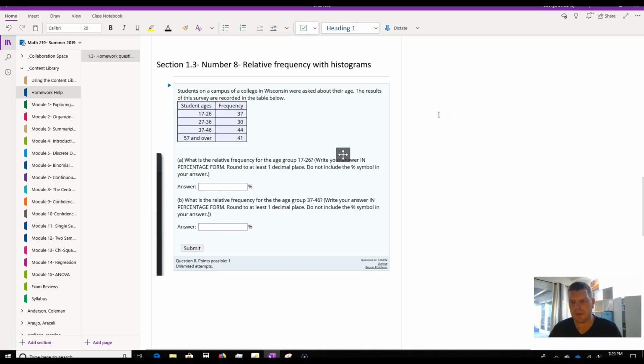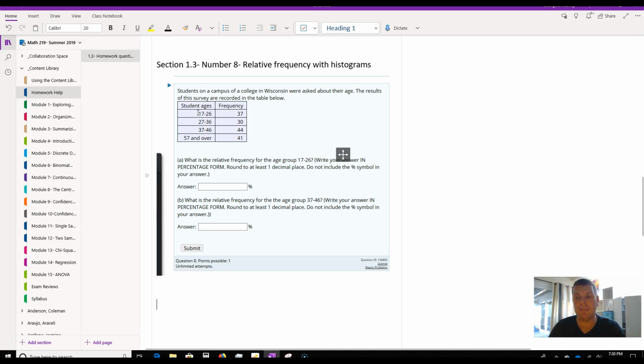All right, so this is Dr. Sweeney, and I'm taking a look again at section 1.3. Again, we're looking at frequency tables, and this one's number 8. Now we're looking at a histogram where there's ordering here, so it's different from a categorical variable, right?